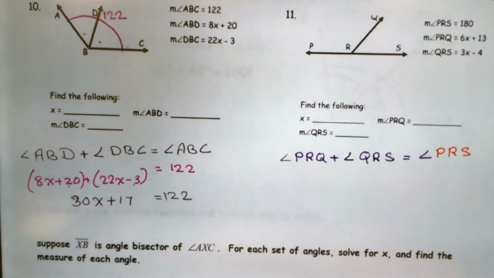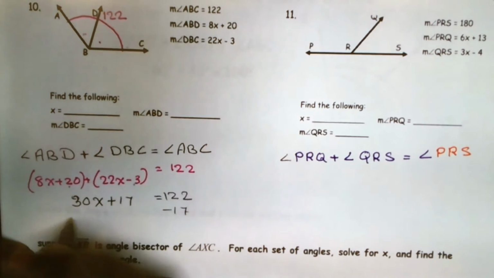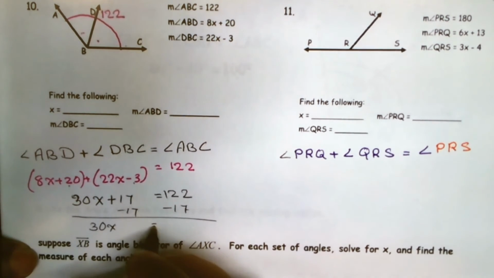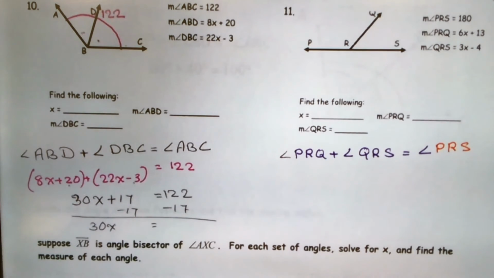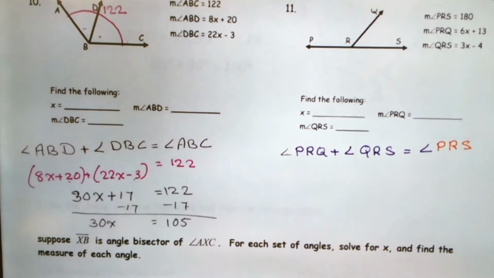To solve for x, I need to subtract 17 from both sides. Subtract 17 from both sides. 30x comes down. The 17 minus 17 cancels out. When you subtract, you get 105. So to solve for x, you divide by 30 on both sides.